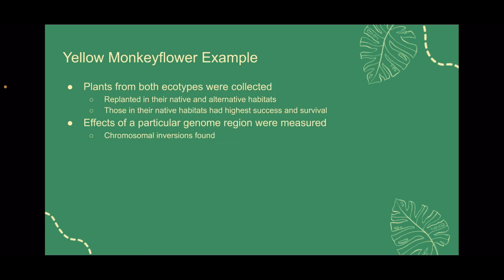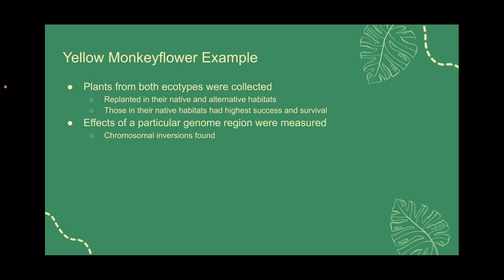Lowry and Willis collected plants from both ecotypes and replanted them in their native and alternative habitats, hypothesizing that if natural selection favors certain life history strategies, reproductive success and survival will differ in each habitat based on the plant's strategy types. Their hypothesis was true, and they found that the plants in their native habitats had the highest rates of reproductive success and survival.